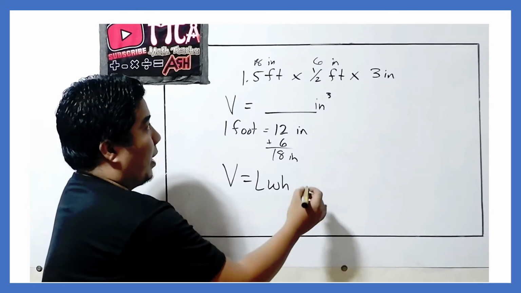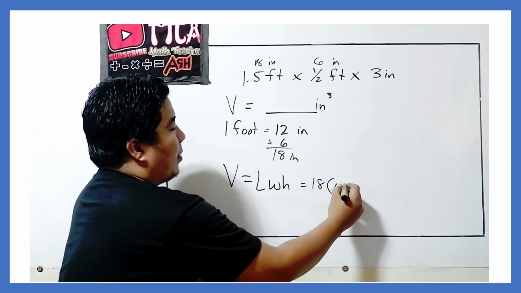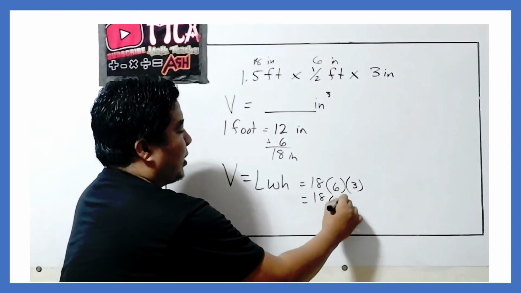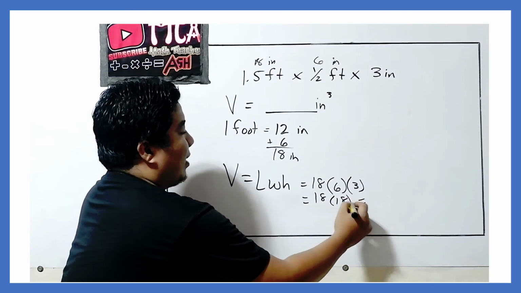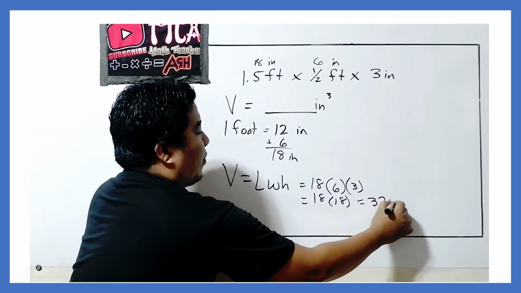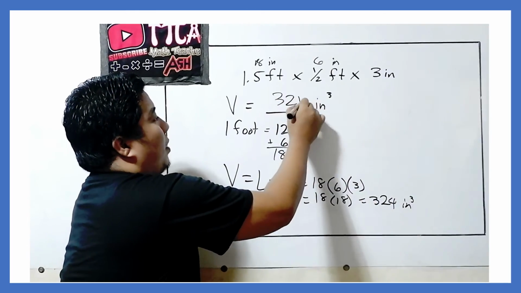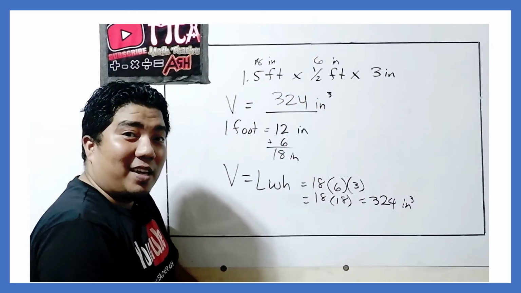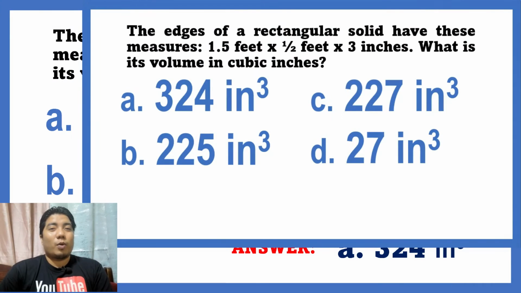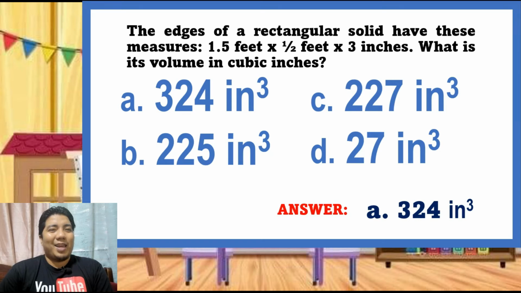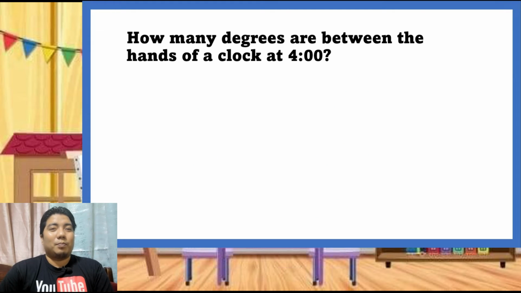So, we just multiply 18 times 6 times 3. So, therefore, that is 18 times 18. And the answer of that is 324 cubic inches. So, that will be our answer. Easy, right? Now, let's check whether you are correct. The correct answer is letter A, 324 cubic inches. Easy, right? Now, let us go to the next problem.